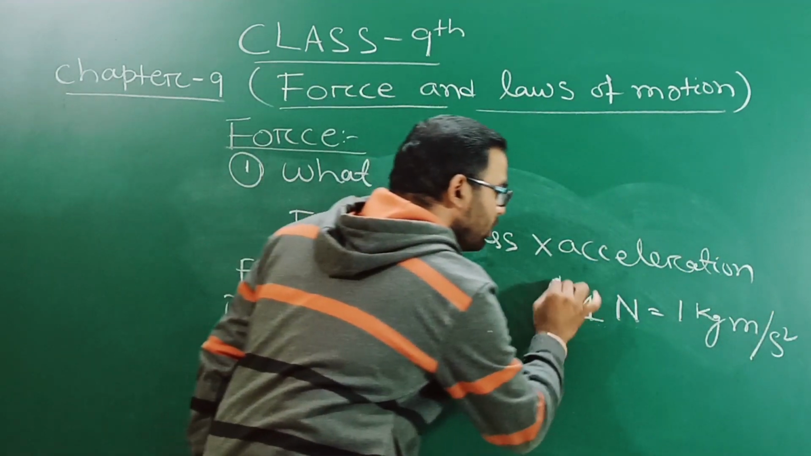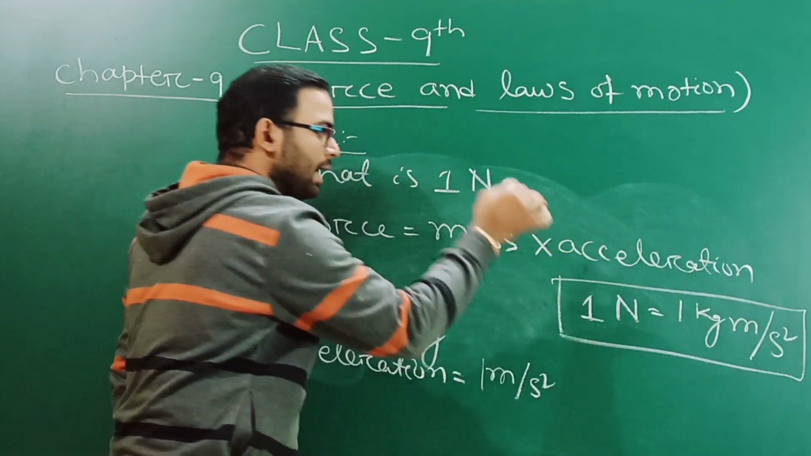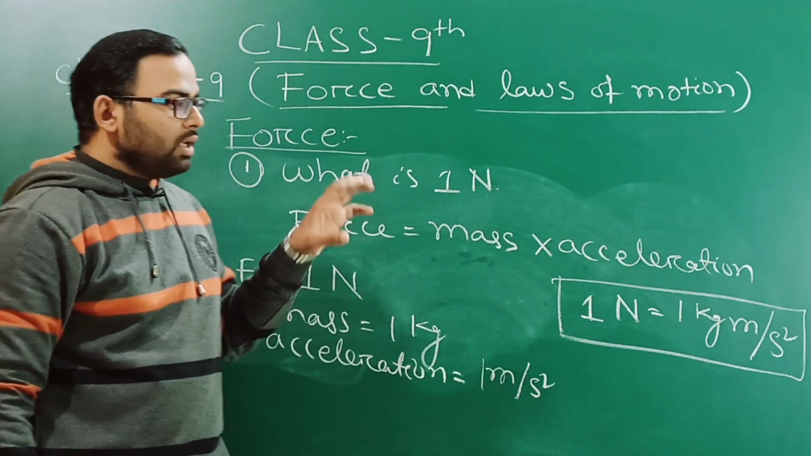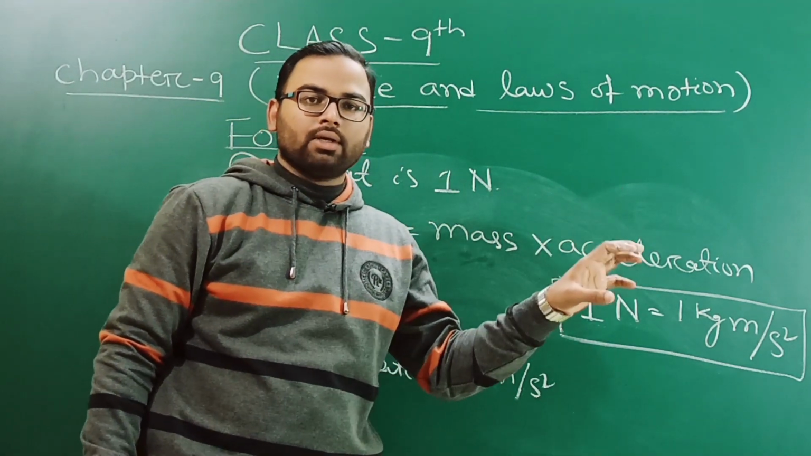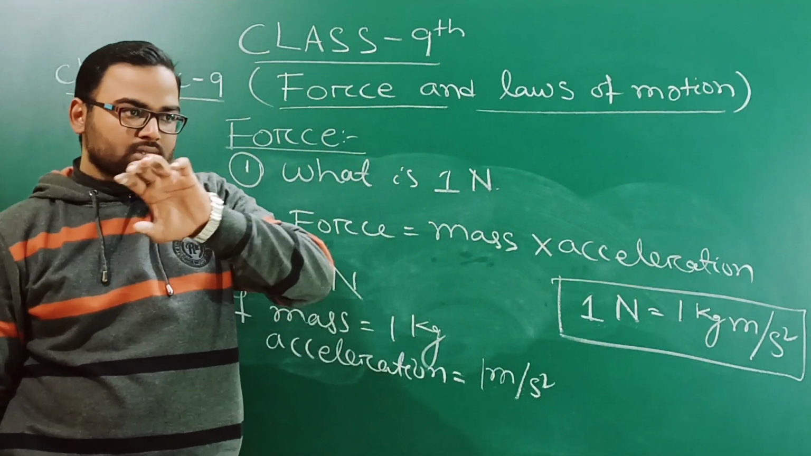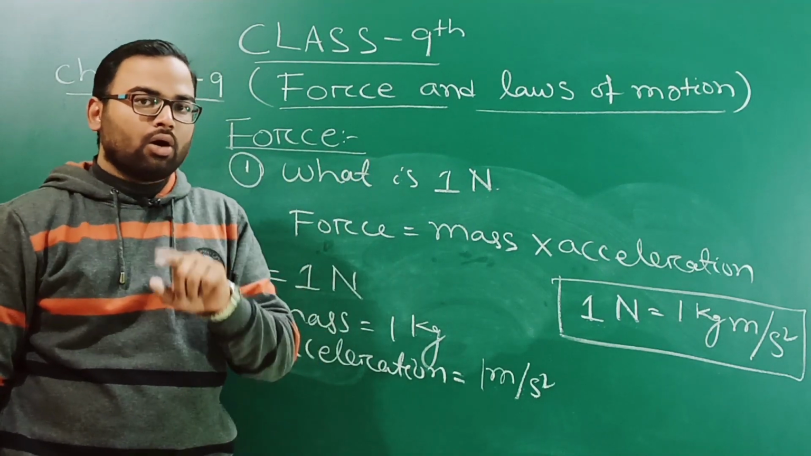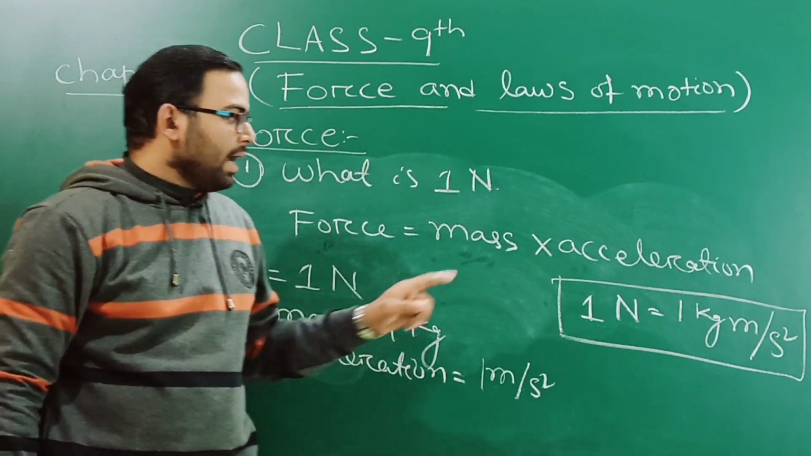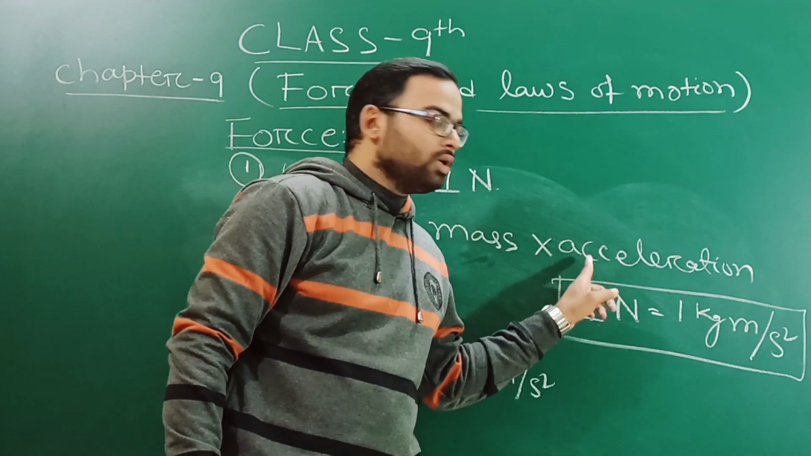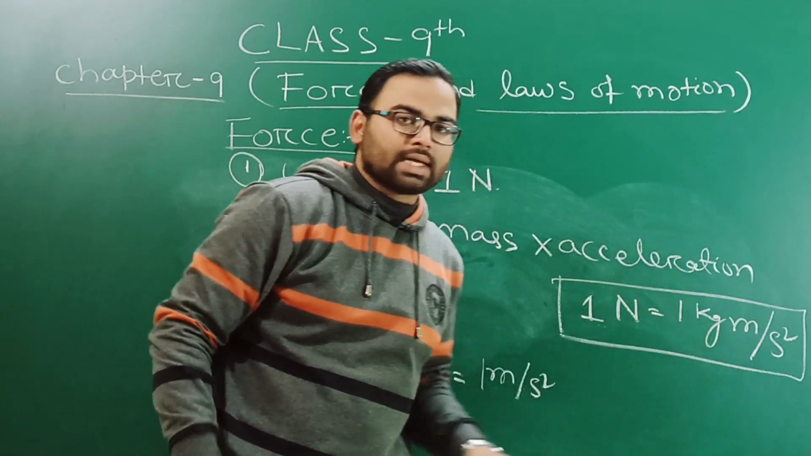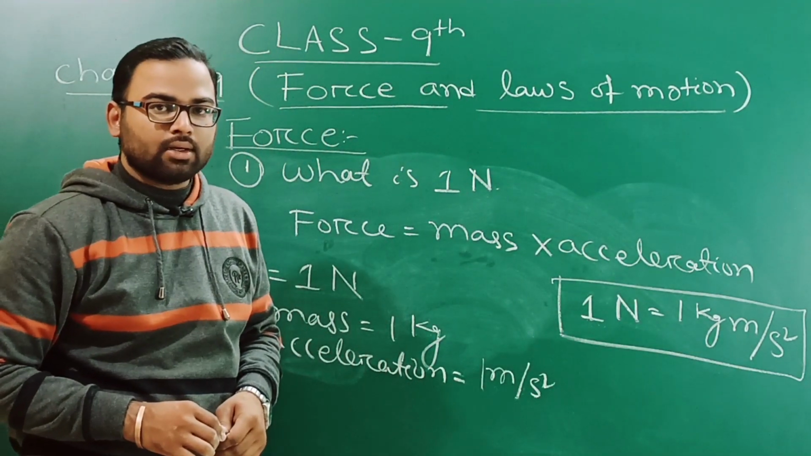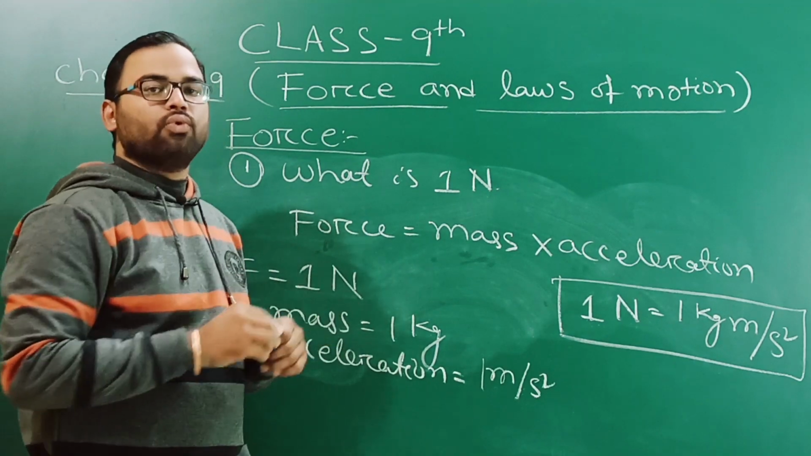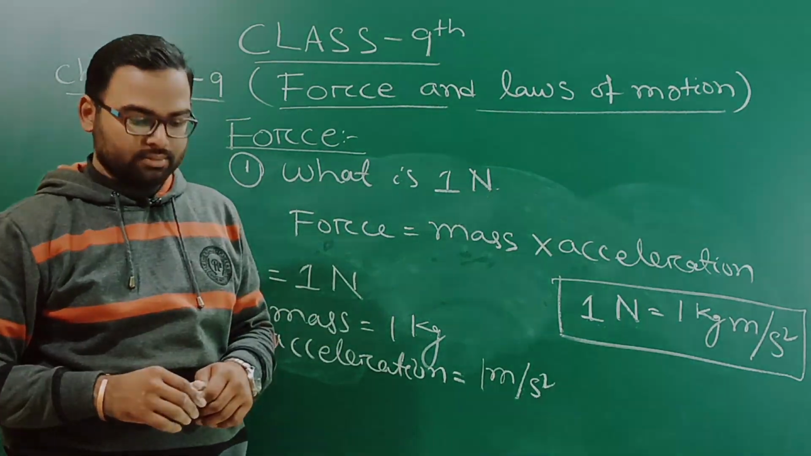So you can define 1 Newton as: if we apply some force on a body of 1 kg and it moves with 1 meter per second square, then we can say that 1 Newton of force is applied.